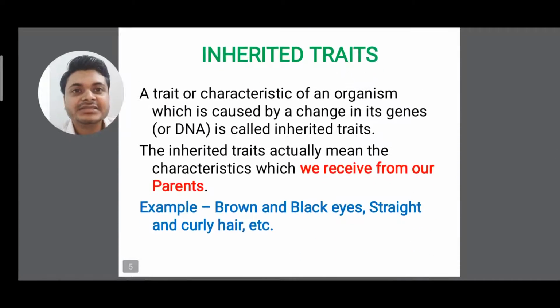And what are inherited traits? Inherited traits are those traits that are transferred from parents to offspring. A trait or characteristic of an organism which is caused by a change in its gene or DNA is called an inherited trait. Inherited traits mean the characteristics which we receive from parents, clear? Like brown and black eyes. See, I have light brown eyes, isn't it? And a few have black eyes. Like straight hair and curly hair, fair and black. These are the inherited traits. That means these characters are transferred from parents to offspring.